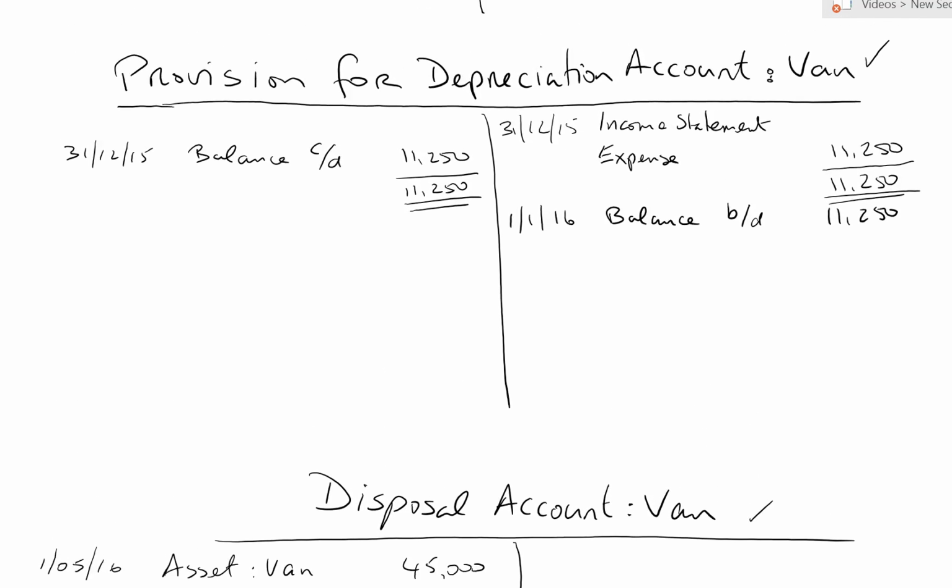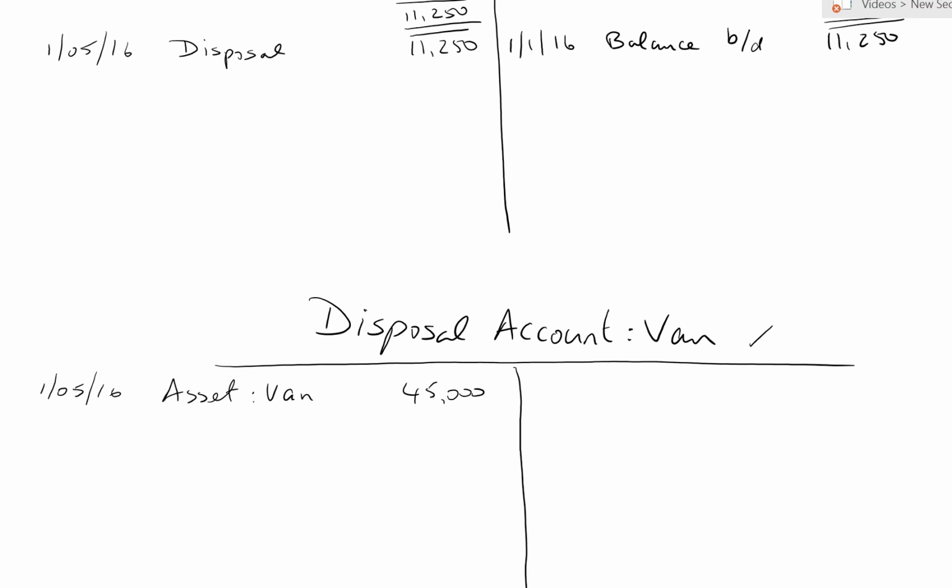Now if I go up to the depreciation account, I have to do the same thing. Anything to do with the asset that we're getting rid of has to be removed from the accounting system. So I have here the 1st of the 5th 2016 to disposal, and it's the depreciation that we've charged on the asset that we're getting rid of. So I'll debit the provision for depreciation account, and down here I will credit the disposal, provision for depreciation, and it's 11,250.